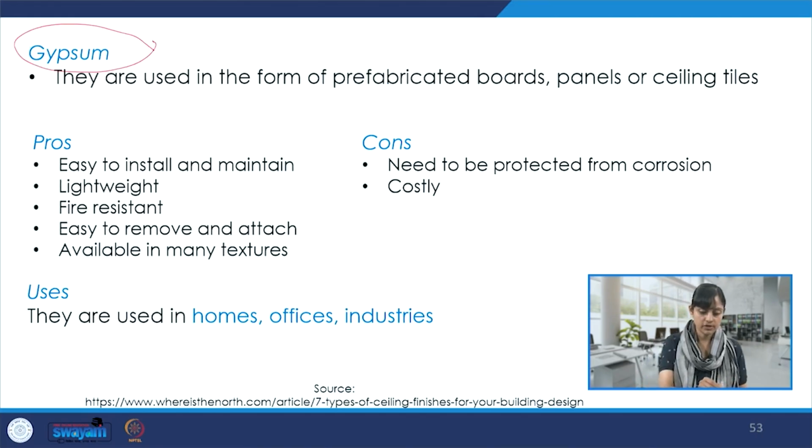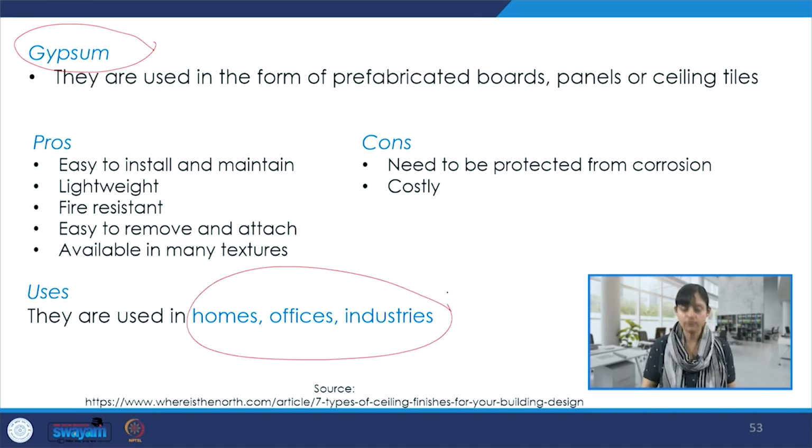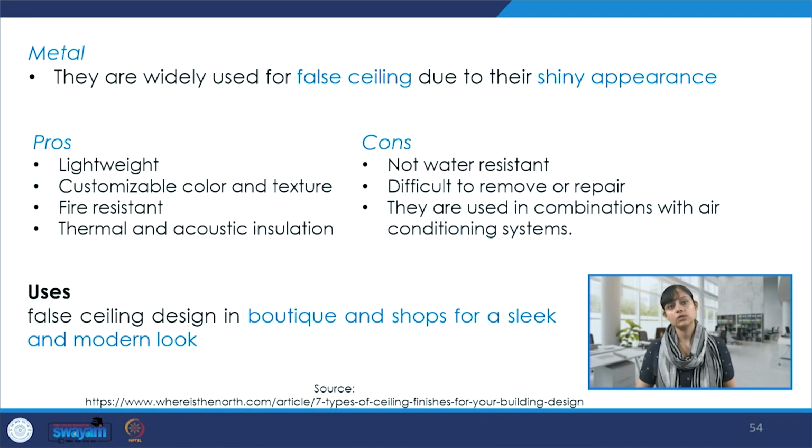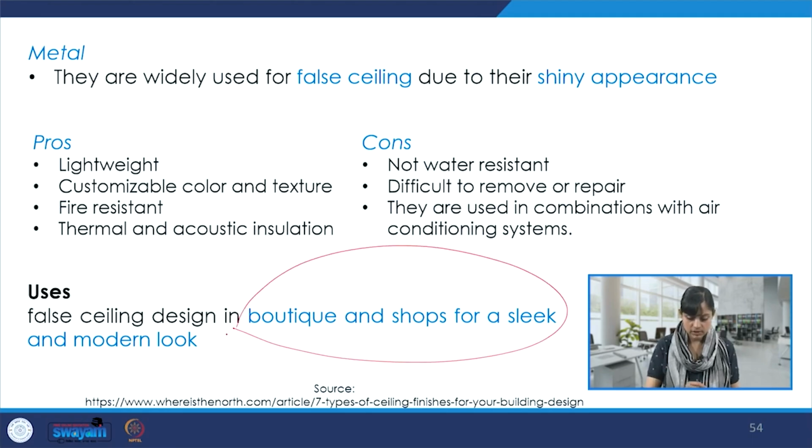Gypsum, we saw different kinds of gypsum panels and boards, and they can be applied on ceilings as well. And they are used in homes, offices, even industries. Then, of course, the metal ceiling is also possible, and they are widely used for false ceilings, and especially in boutiques, shops, to give a very sleek and modern look.